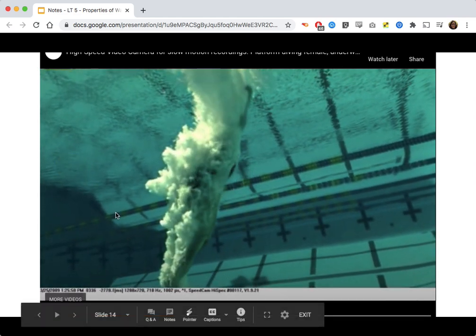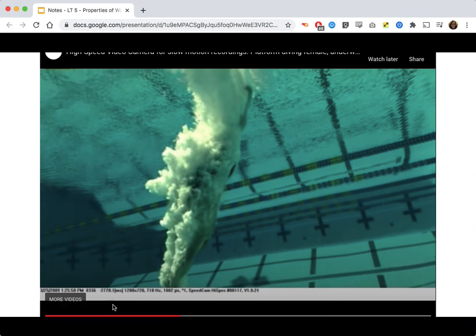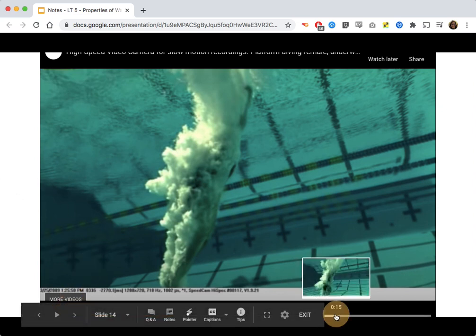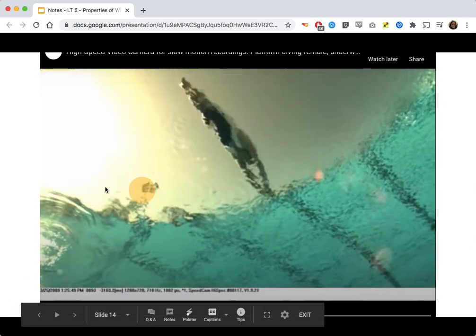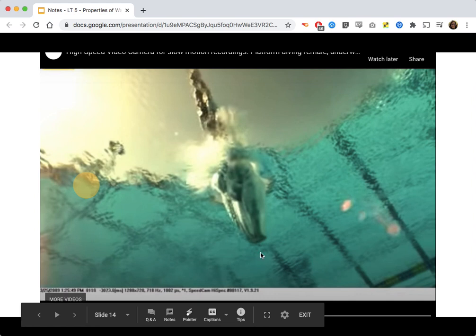I actually want to rewind this to show you the feature that I think is most important. Okay, watch carefully as they enter the water. Do you see that bubbling around the body? That is essentially what we're looking at.